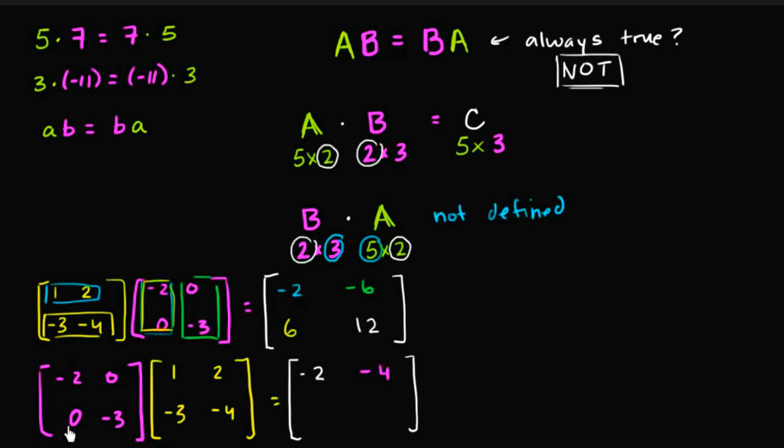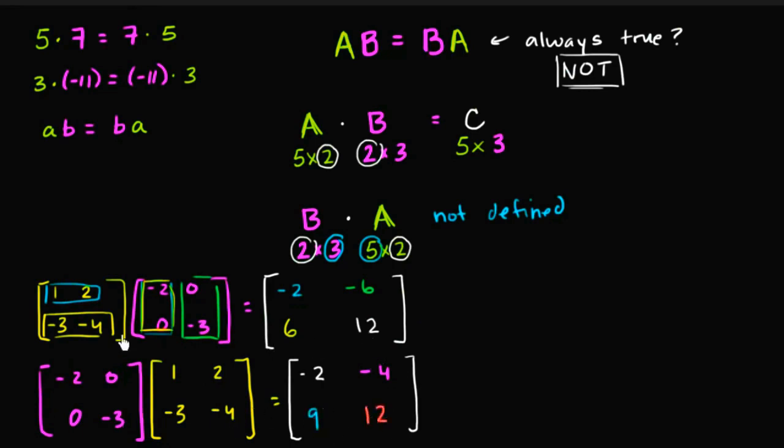So this entry right here is going to be the second row, first column. 0 times 1 plus -3 times -3 is +9. Once again, doesn't match up. And then finally, 0 times 2 is 0 plus -3 times -4 is positive 12. So that one actually did match up.